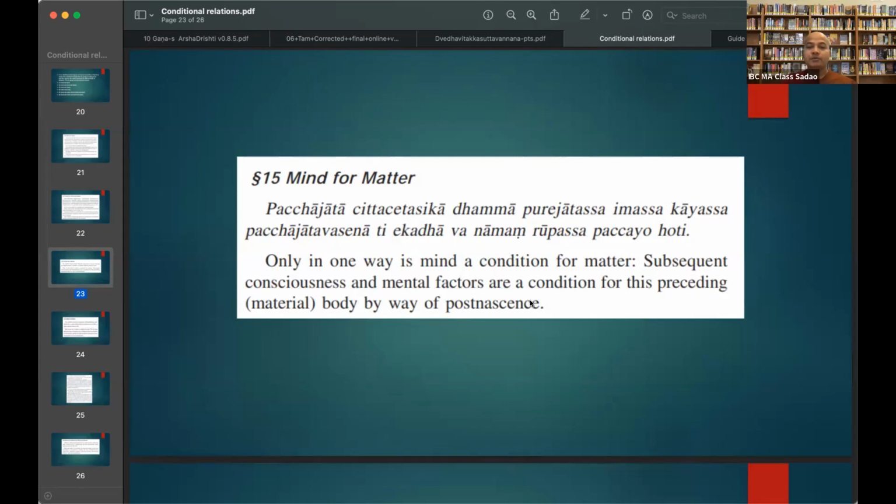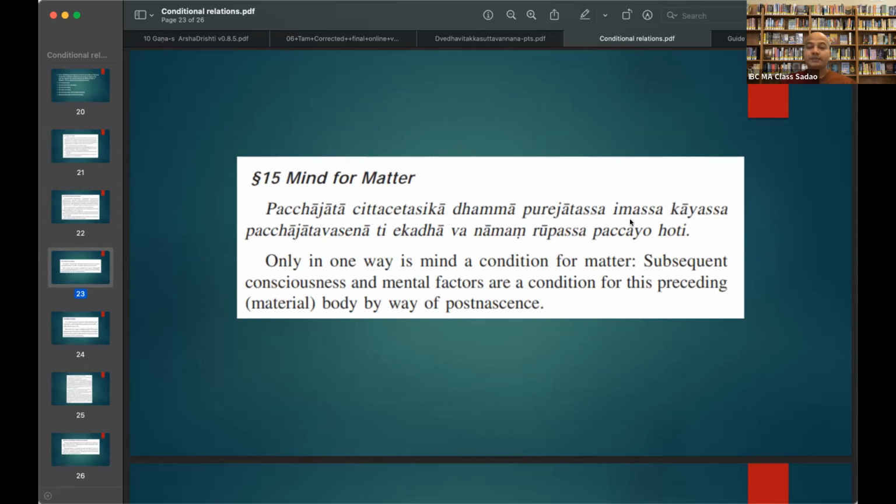Namanang rupasa, pachajata chitta chetasika dhamma. Pachajata. Chitta chetasika dhamma. Subsequent consciousness and mental factors. Purejatasa. Imasa kayasa. Pachajata vasena. Ti ekada va namang rupasa pachayo hoti. Pachajata chitta chetasika dhamma. So chitta and chetasika that comes next. Subsequently.